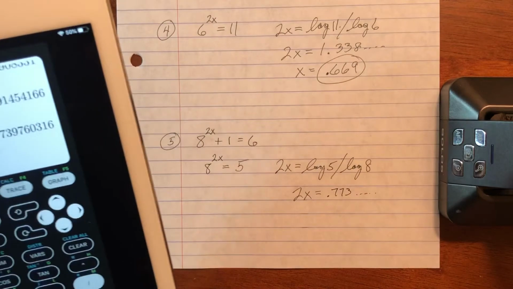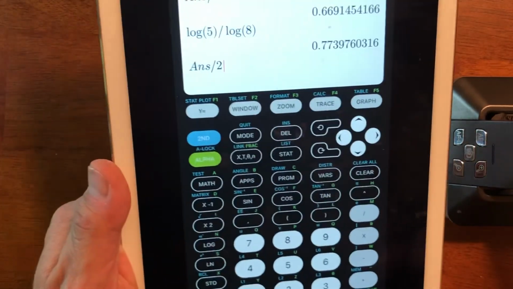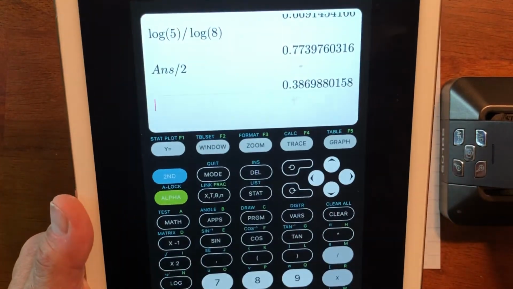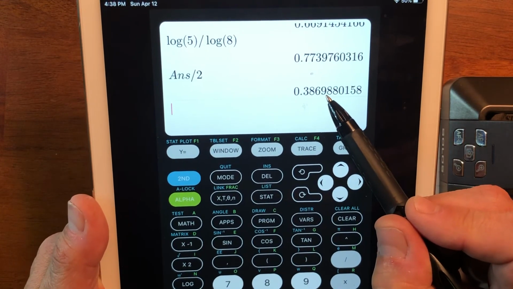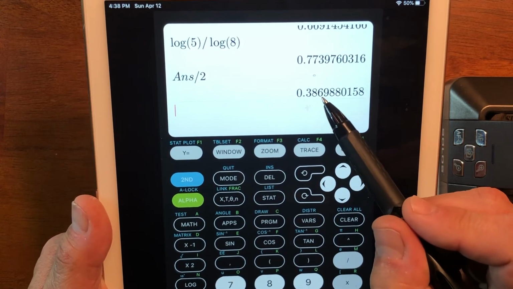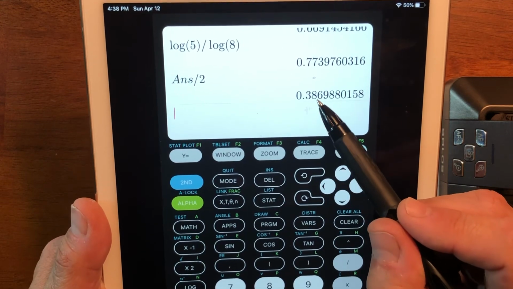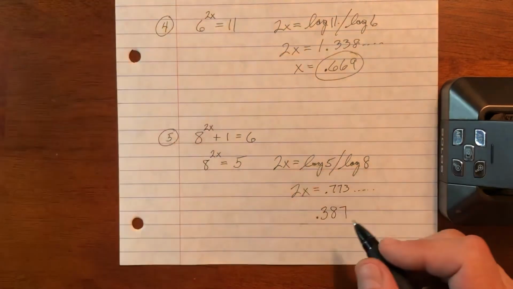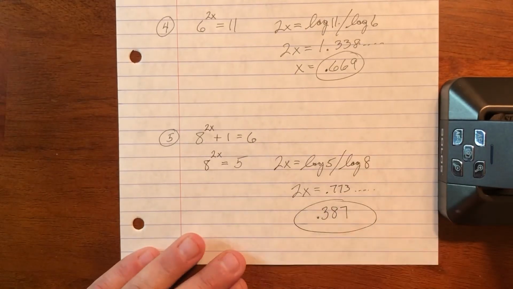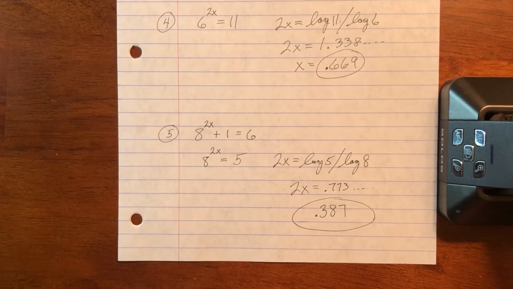Now divide it by 2. So take the answer divided by 2, and you get 0.3869. Now, what does that mean? That 9 means that we got to round that 6 up. So that's going to be 0.387. So 0.387 is going to be the final answer. Okay? So change of base property is how you do those.